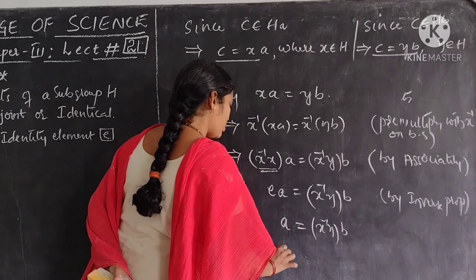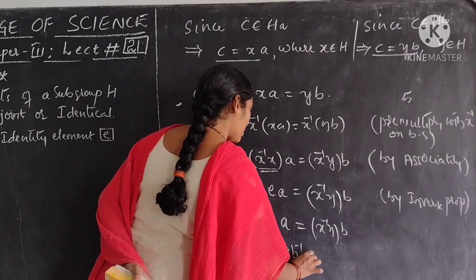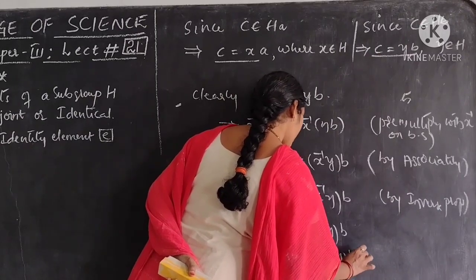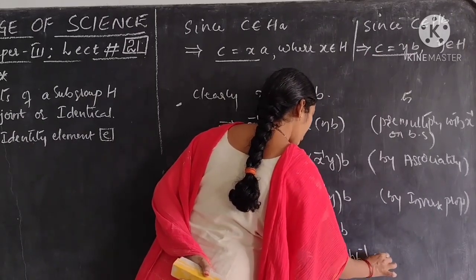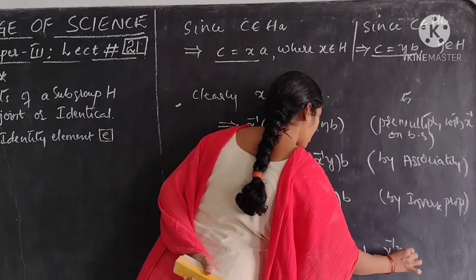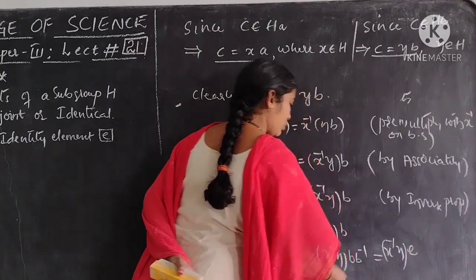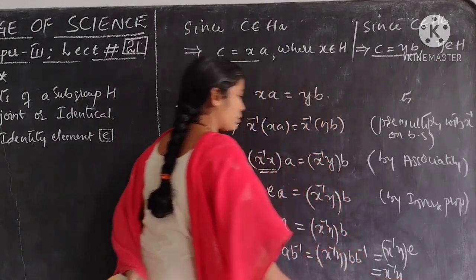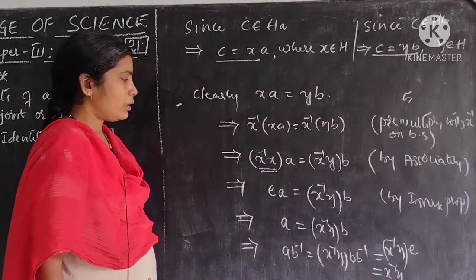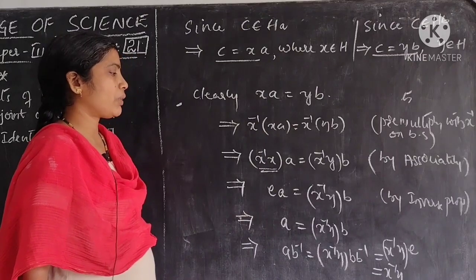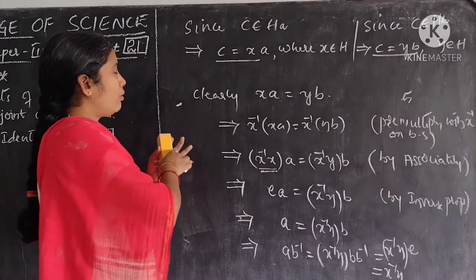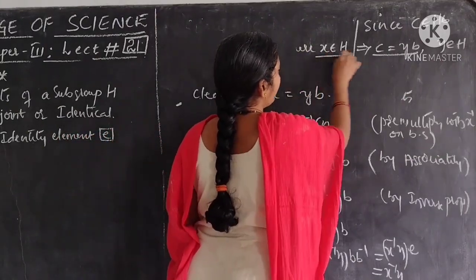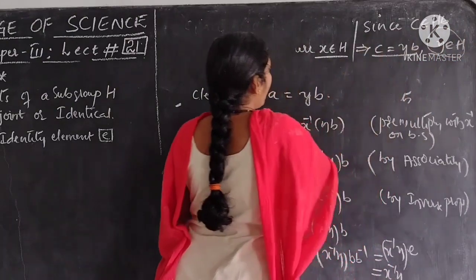That implies we can post-multiply with B inverse on both sides. We get x inverse y into B inverse, and this value is equal to x inverse y into E. Using the inverse property, this value is totally x inverse y. Let us observe where is x inverse y. Where are the elements x and y? They are nothing but subgroup elements.